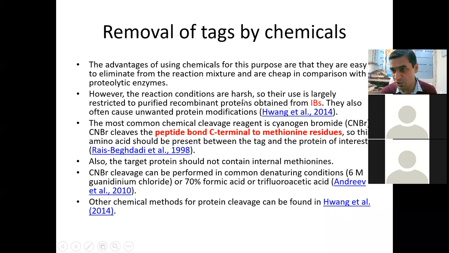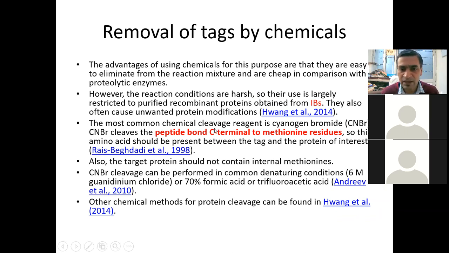However, the reaction conditions are very harsh if you are using chemicals. So their use is largely restricted to purifying recombinant proteins obtained from inclusion bodies. Why inclusion bodies? Because usually in the bacterial expression system, the amount of protein in the form of inclusion bodies is quite high. If you have a large amount of protein, you will not bother about loss of your protein, so you can use a chemical based method, which is harsh. Even if some of the proteins are made non-functional because of the harsh chemical treatment, you will still have sufficient protein for your use. These chemicals also often cause unwanted protein modifications.